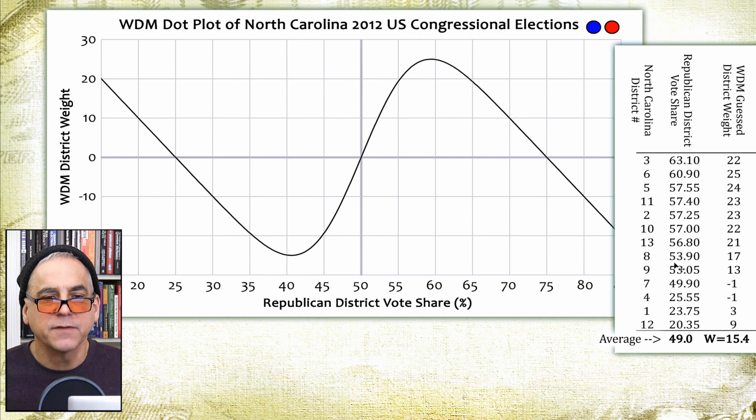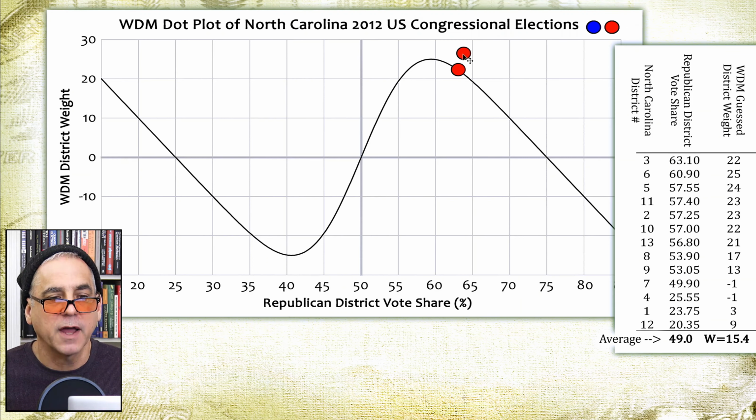The average of these district vote shares is the statewide vote share, and with a statewide vote share of 49% Republican, we see that in 2012 elections, North Carolina leaned just slightly to the left, though Republicans won 69% of the seats. We use these column 2 vote shares to create the dot plot. Starting at the top, District 3 has a Republican vote share of 63%, so we place the dot here. From that, we see that this district gets a weight of 22. So District 3 is very beneficial to Republicans. We entered 22 over here in column 3 of our spreadsheet.